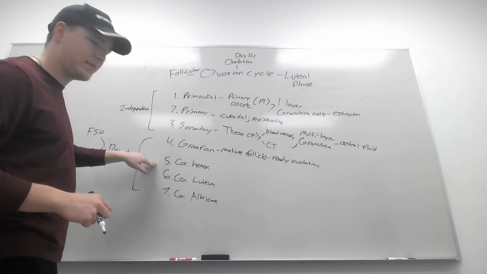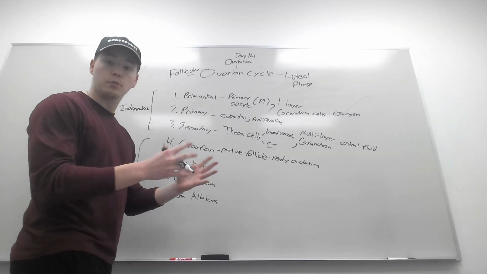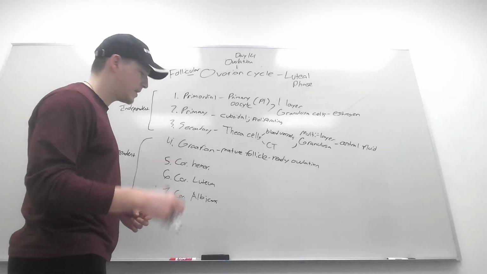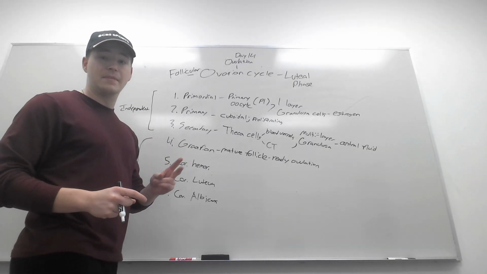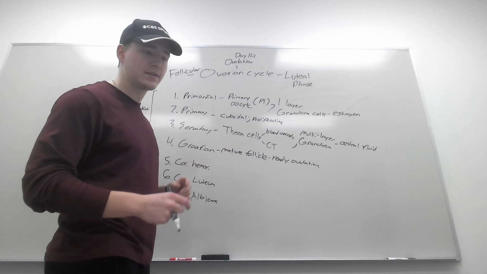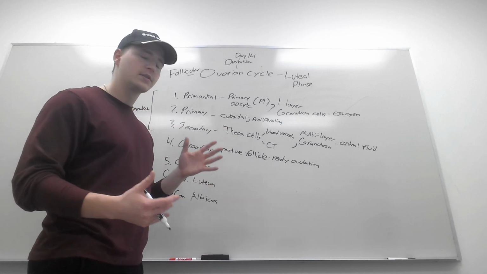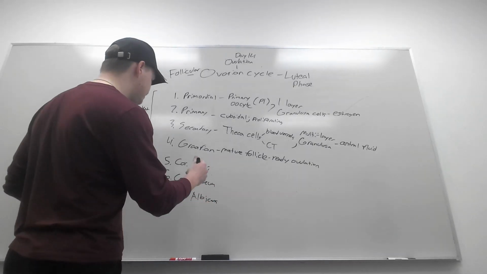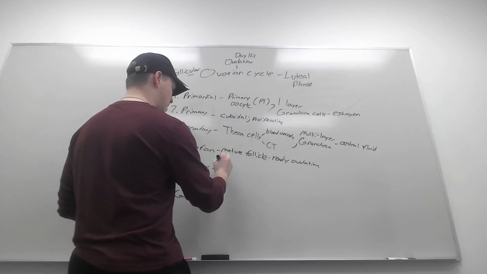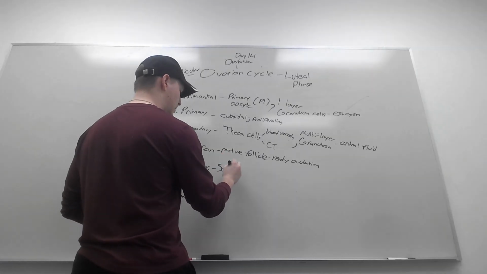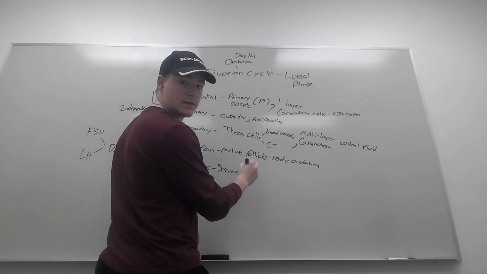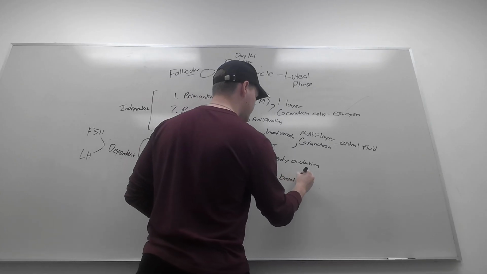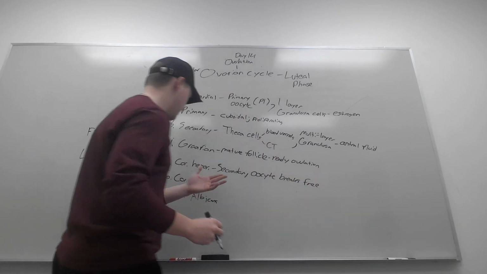Going on to the corpus hemorrhagicum. This is when the follicle breaks open and allows the secondary oocyte to escape. Secondary meaning it is now arrested in metaphase 2 of meiosis, waiting to be fertilized by a sperm cell so that it can finish the cycle and then divide by mitosis and grow the zygote. So with the corpus hemorrhagicum, the secondary oocyte breaks free.